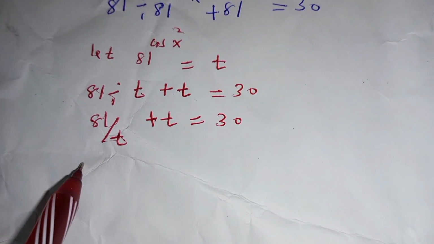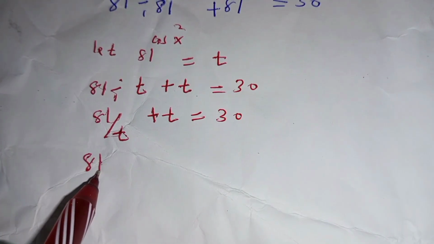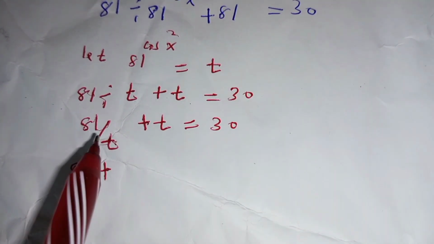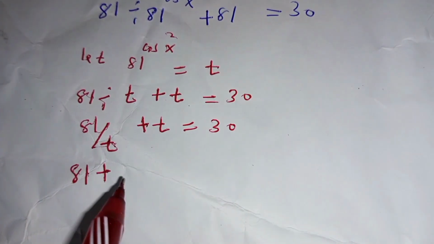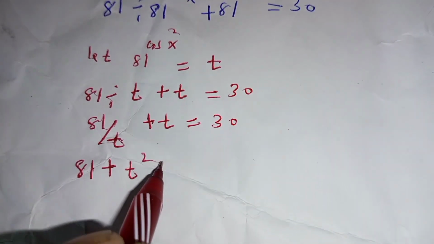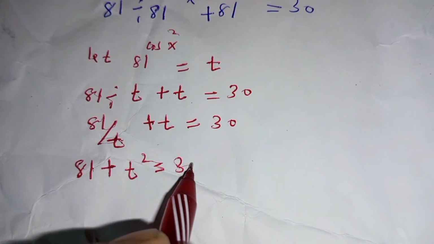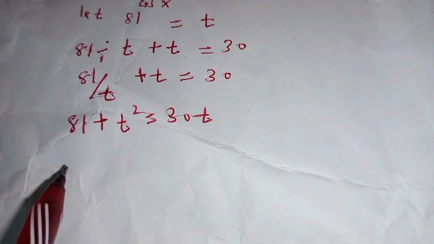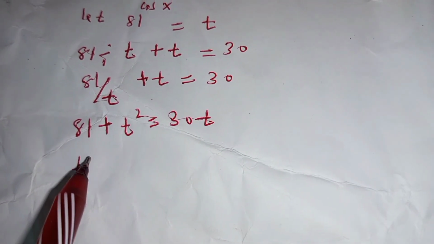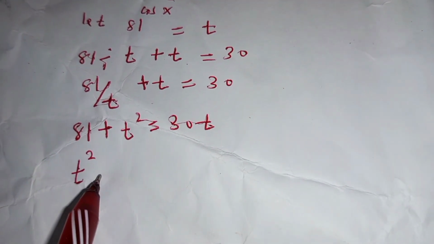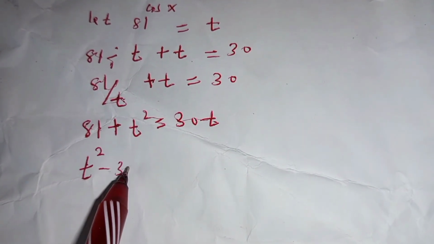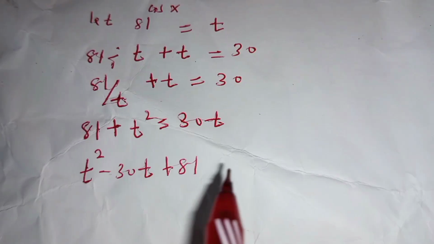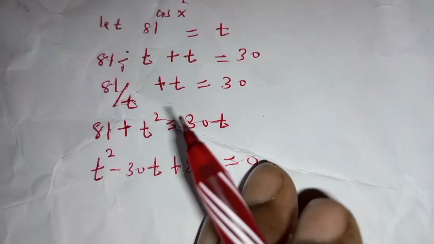We can multiply by t throughout, so that we shall have item 1 plus t times t, it will be t squared. That times t, it will be that t. Then at this level, we can bring that to the left so that it becomes negative that t plus 81, this is equal to 0.